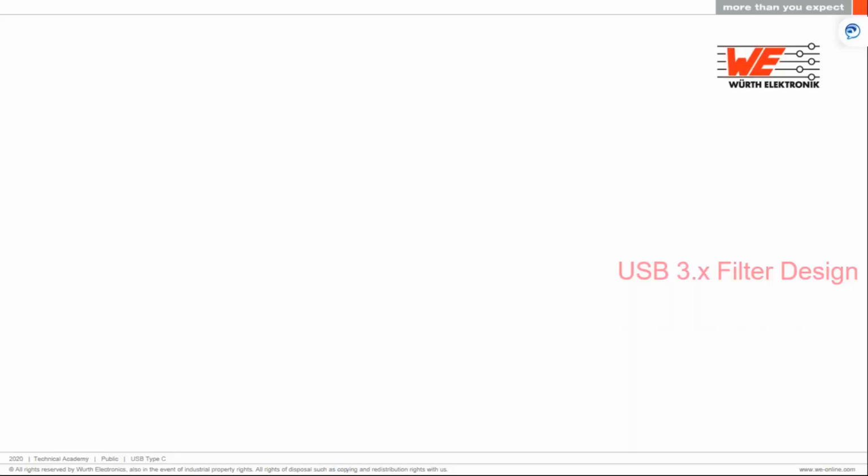Now that we know the construction aspect of these USB connectors, we can move on to a topic of filter design that is needed in addition to these connectors to make our system or make our design more effective.